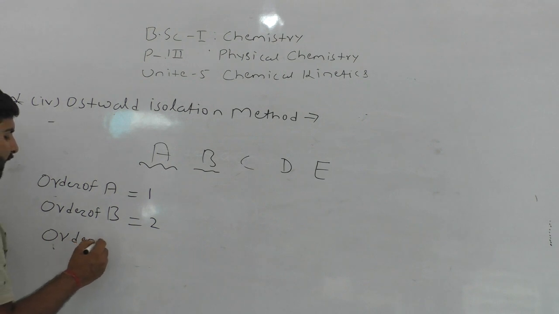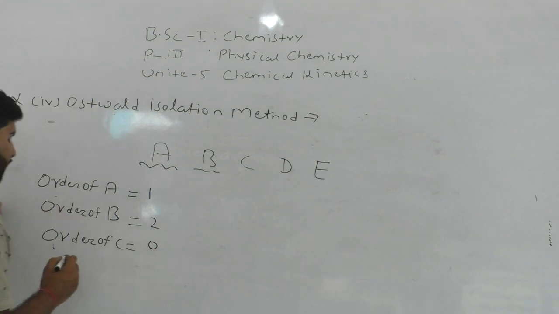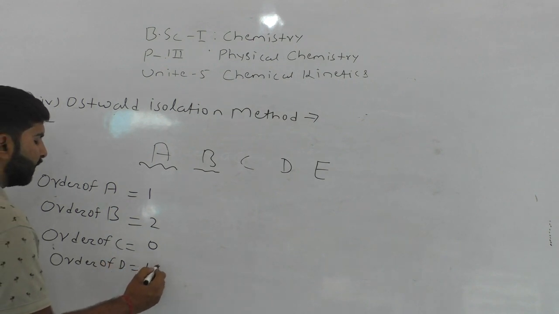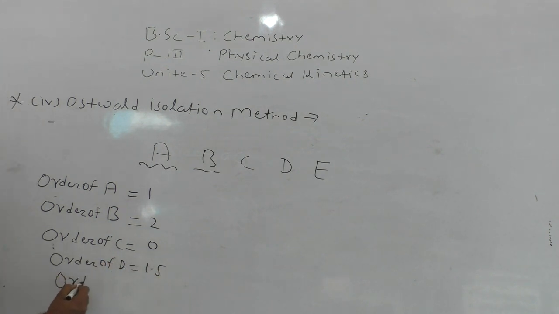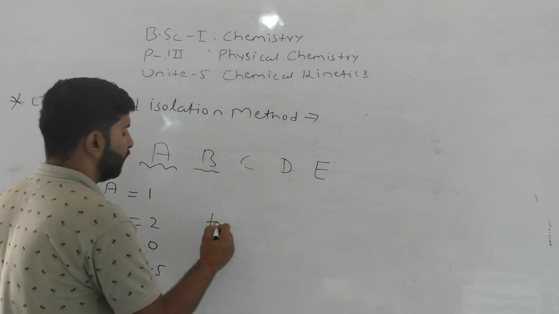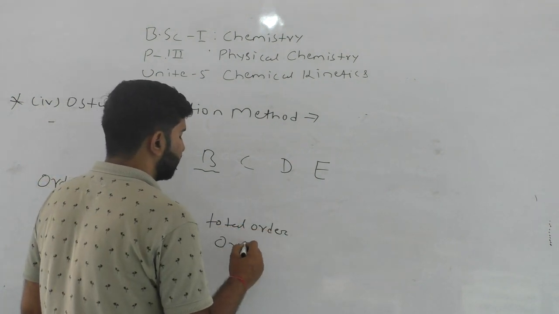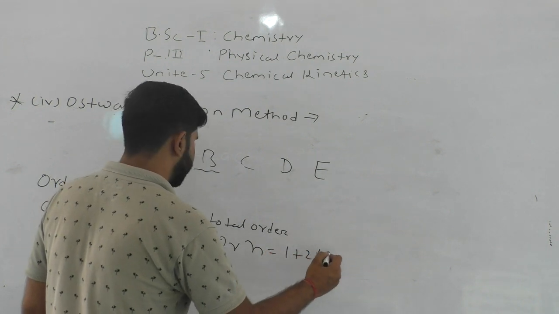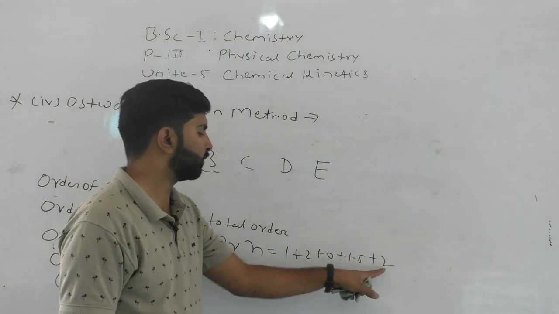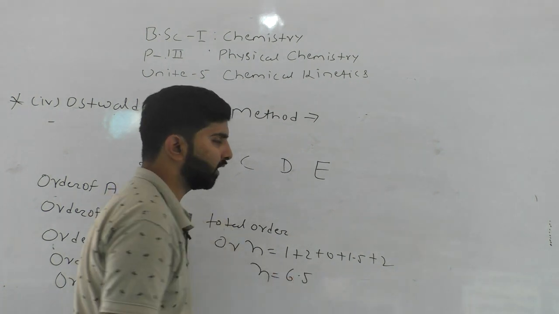Again, if we take a finite amount of C, the order comes out equal to 0. If we take a finite amount of D, the order comes out equal to 1.5. If we take a finite amount of E, the order comes out equal to 2. Then the total order of the reaction equals 1 plus 2 plus 0 plus 1.5 plus 2. This gives a value equal to 6.5. So the order of the reaction becomes 6.5.